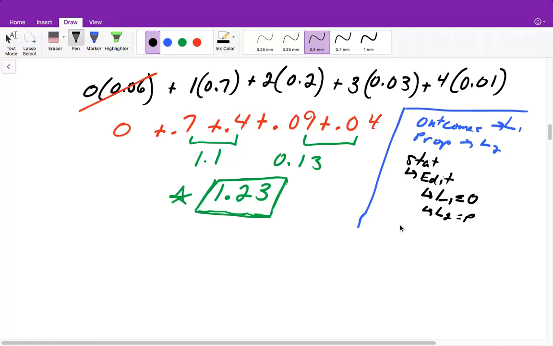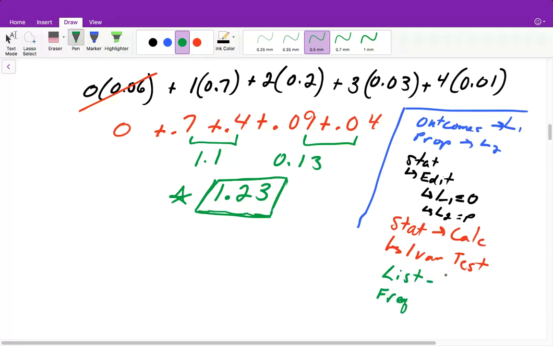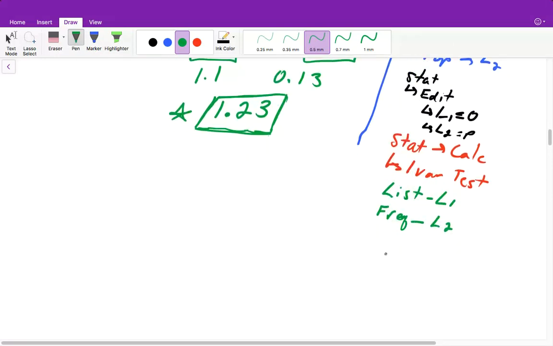Then you will press your stat button again. This time you will scroll over to your calc button, and then you will click on one variable test. And from here, you will get 2 options. You will get list and you will get frequency. Your list is your outcome, so it's L1. Your frequency is your probability, so it's L2. And then you will click the calculate button, and that will tell you what your mean is. And then what we're going to actually talk about next, it's going to give you your standard deviation.